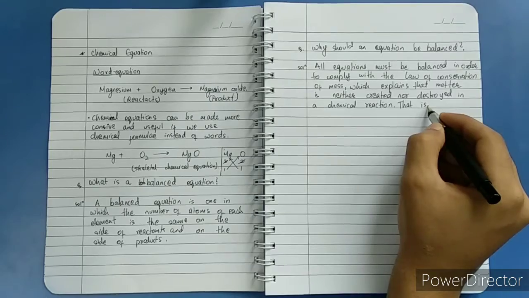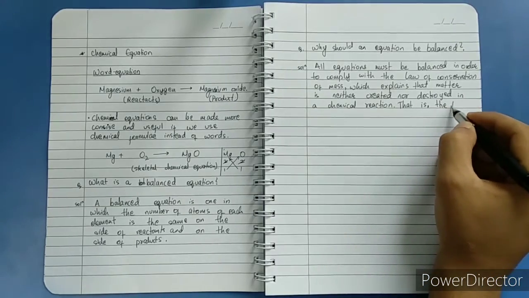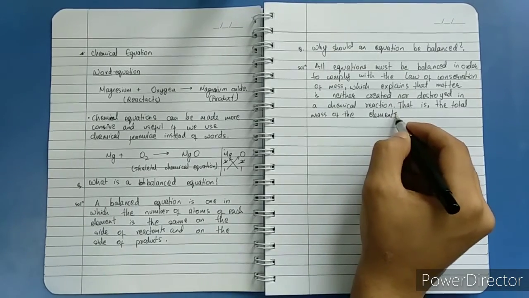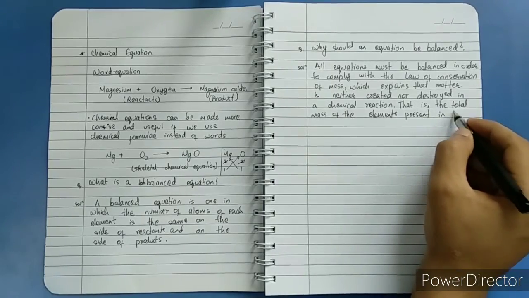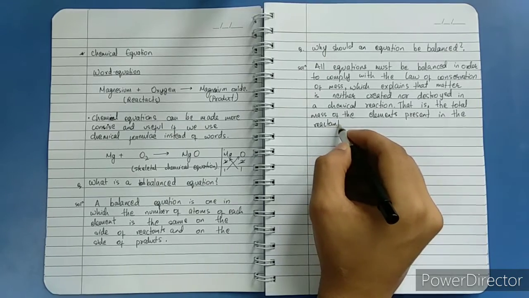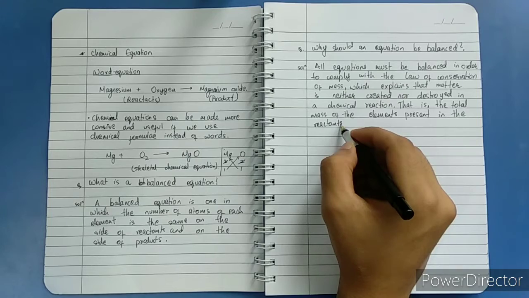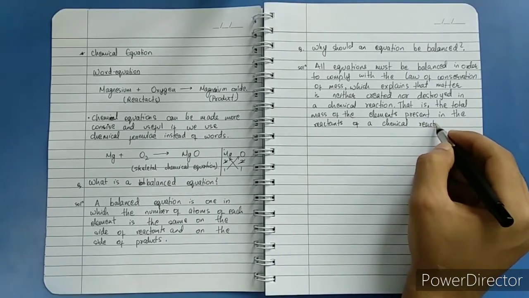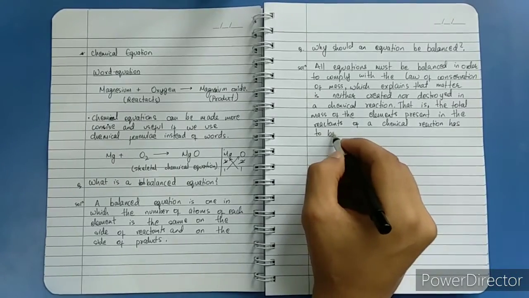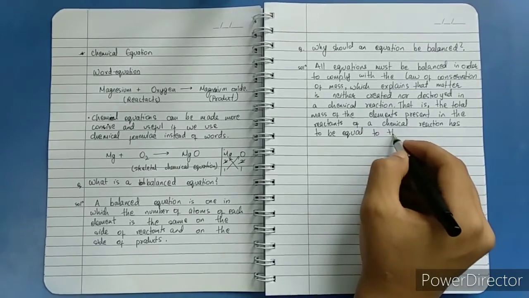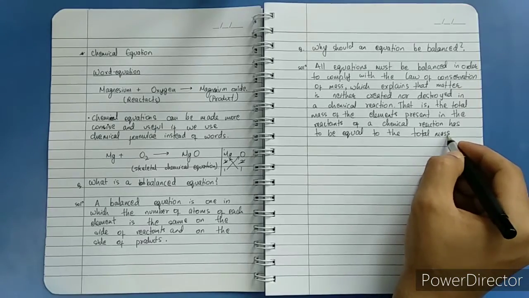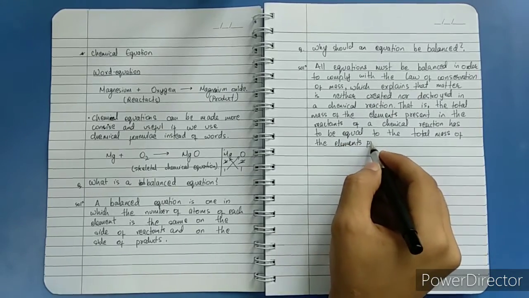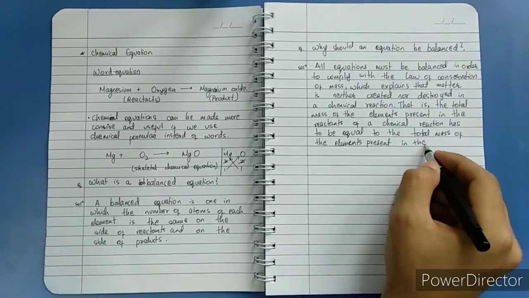That is, the total mass of the elements present in the reactants of a chemical reaction has to be equal to the total mass of the elements present in the products.